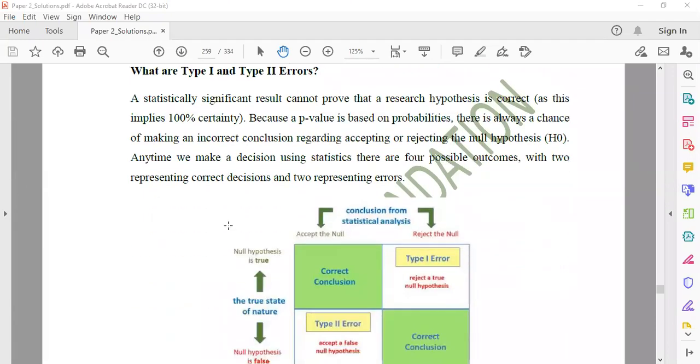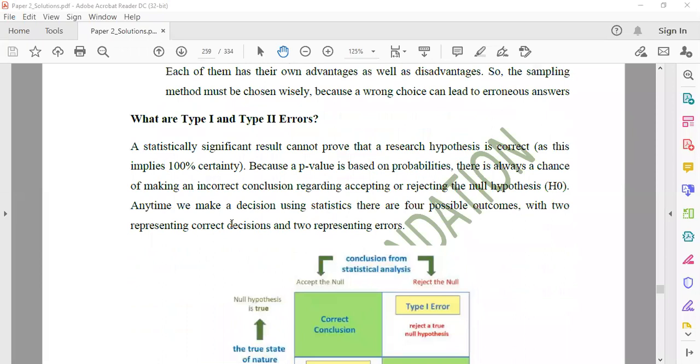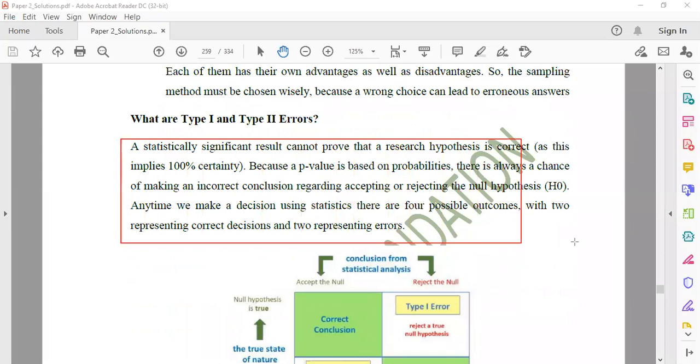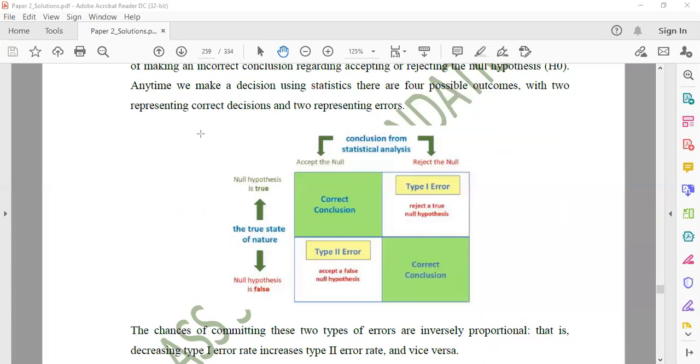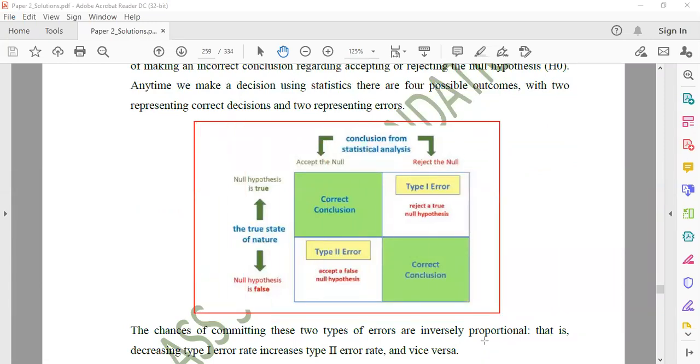Then we have to talk about errors. So you can see here what they have written. In statistics, significant results cannot prove the research hypothesis correct, and this implies 100% certainty. Because a p-value is based on probabilities, there is always a chance of making an incorrect conclusion regarding accepting or rejecting the null hypothesis. Anytime we make a decision using statistics, there are four possible outcomes, with two representing correct decisions and two representing errors. So you can see here, this chart will make your brain very much clear.